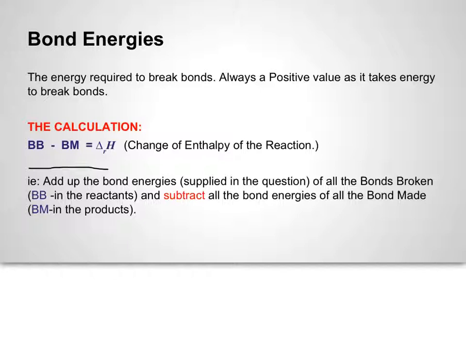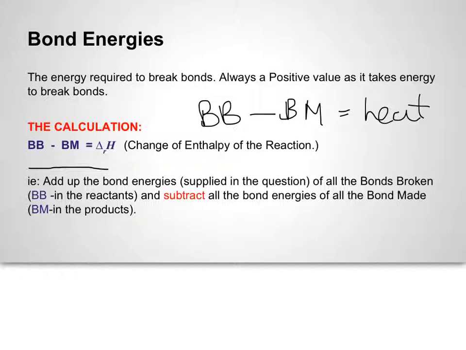So you could remember BB minus BM with something silly. Off the top of the head, you could think of Breaking Bad for BB. Breaking Bad minus baking meth equals heat. So Breaking Bad minus baking meth. Somehow to remember that it's the bonds broken that comes first and you're subtracting the bonds made.